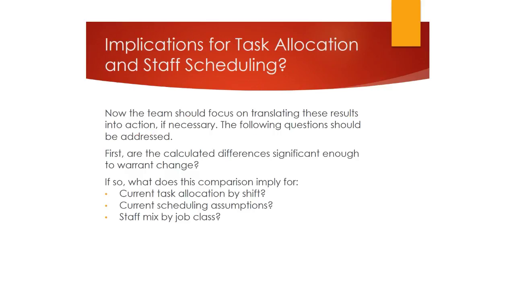Now the team should focus on translating these results into action if necessary. The following questions should be addressed. Are the calculated differences significant enough to warrant change? And if so, what does this comparison imply for current task allocation by shift, current scheduling assumptions, staff mix by class?